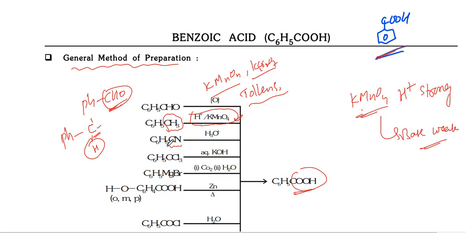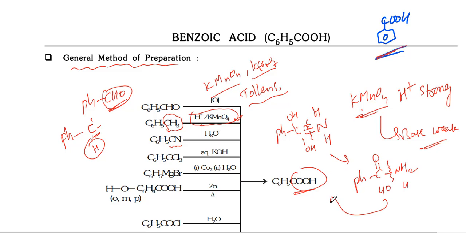Next, cyanide. Cyanide: phenyl C triple bond N. We are doing hydrolysis. HOH, one pi bond cleavage. Next, one more pi bond HOH. Then it is called partial hydrolysis. On the same carbon, two OH groups are unstable, one water molecule is removed, then NH2. This is amide. Again further hydrolysis, HOH, it is giving carboxylic acid. So from cyanide also, by hydrolysis, benzoic acid is forming.